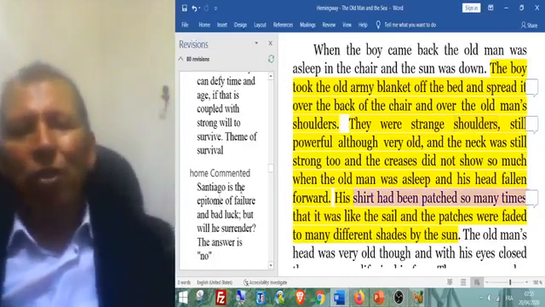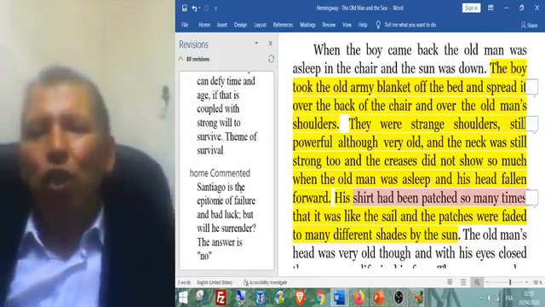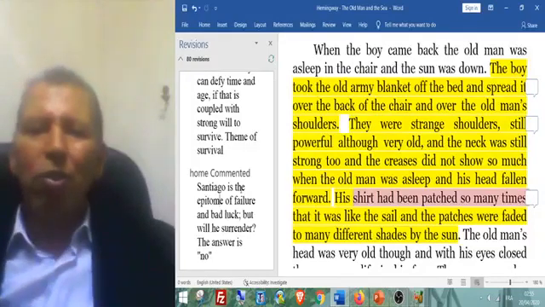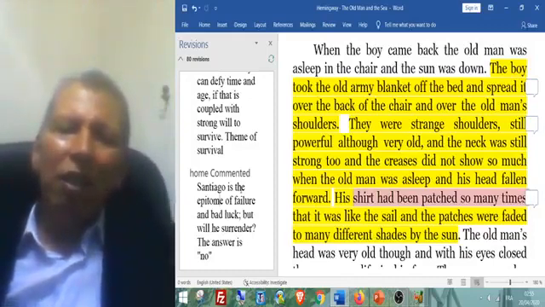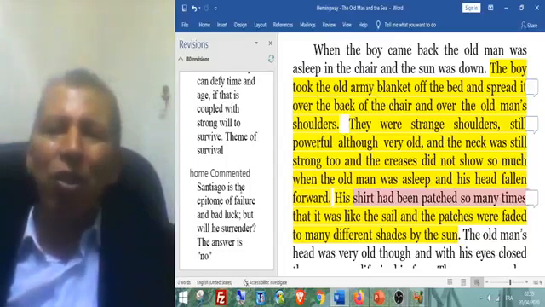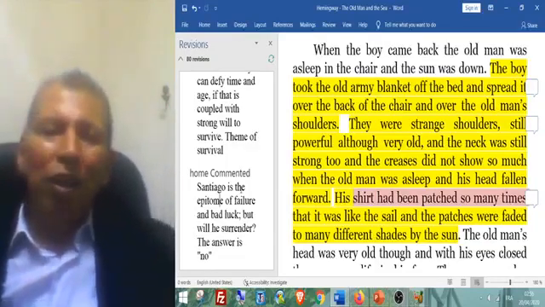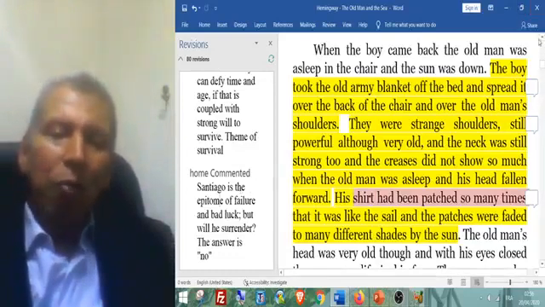Yet on the surface, he is the epitome of failure. His shirt had been patched so many times that it was like the sail, and the patches were faded to many different shades by the sun. On the surface, he's a loser. On the surface, he's a failure. But will he surrender to this situation? No. The answer is no. He is going to fight against the odds, and he's going to prevail.